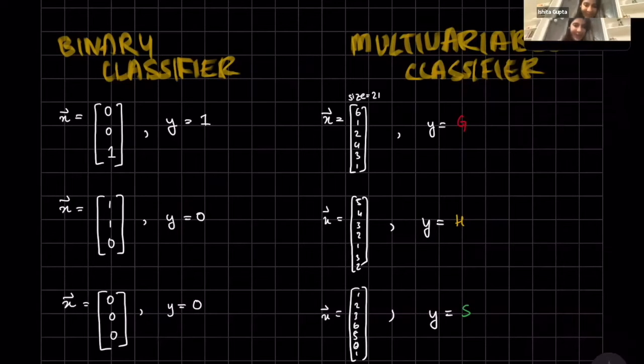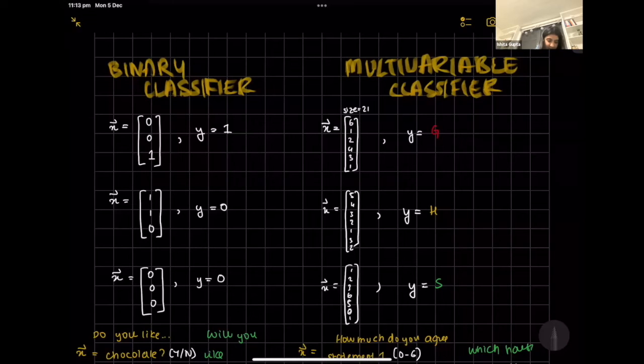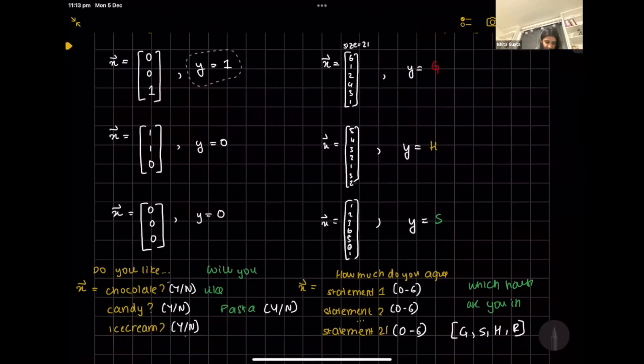So there's a lot of differences between the binary classifier that we learned before and the multivariable classifier that the sorting hat is trying to do. The binary classifier took in binary inputs and returned binary values. So it could ask questions like, do you like chocolate? Do you like candy? Do you like ice cream? And output, do you like pasta? Yes or no. So very simple, binary in, binary out.